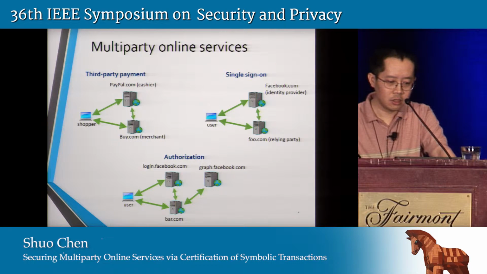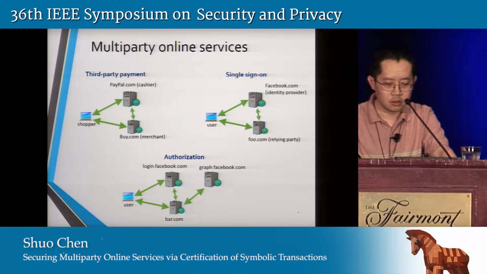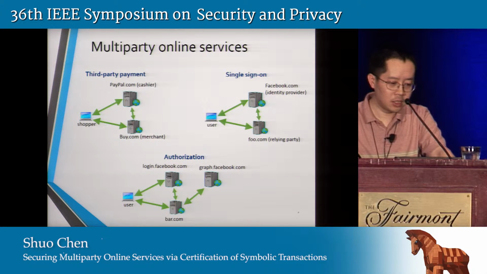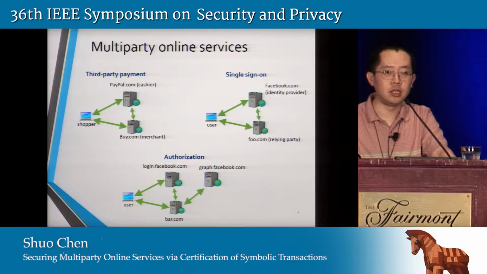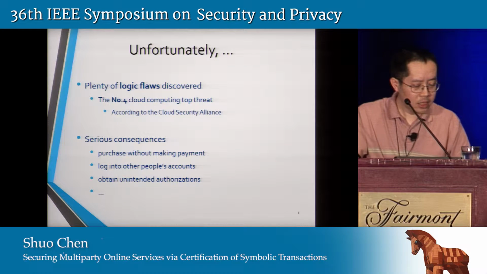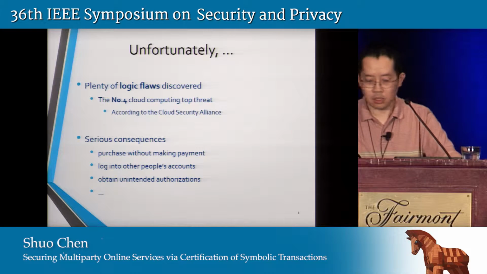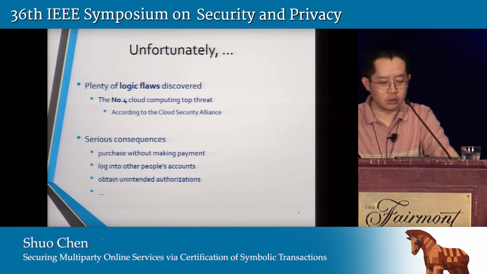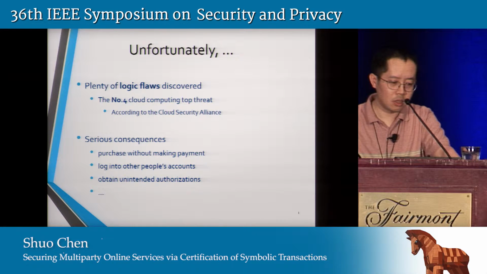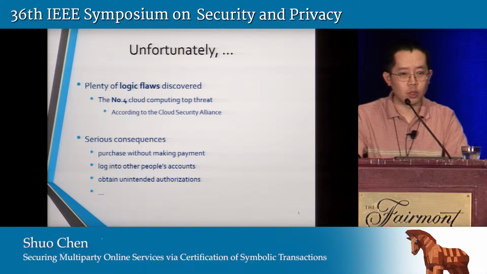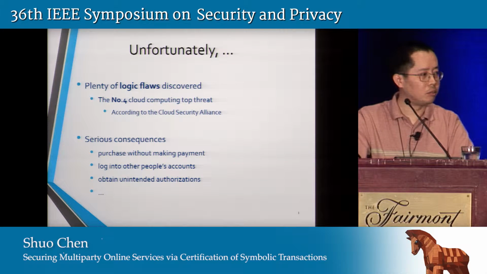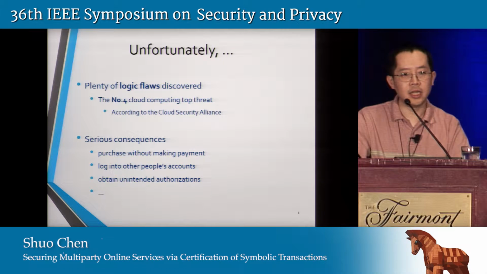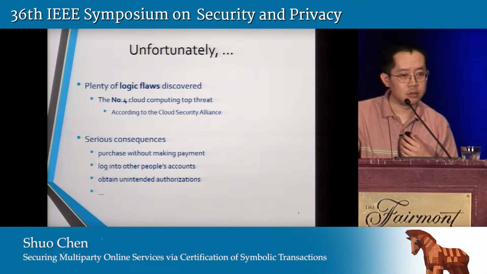And single sign-on involves a relying party and an identity provider. And similarly, authorization is also a multi-party scenario. Unfortunately, plenty of logic bugs have been discovered. According to the Cloud Security Alliance, these problems have become the number four cloud computing top threat. And the consequences are serious. An attacker can purchase without making payment, log into other people's accounts without a password, or obtain some unintended authorizations.